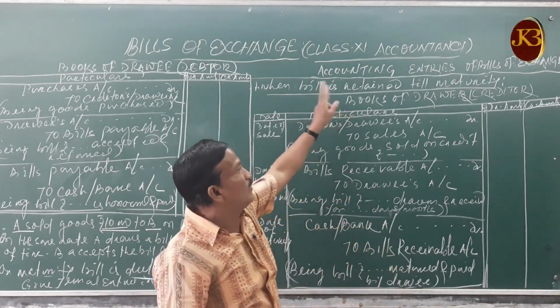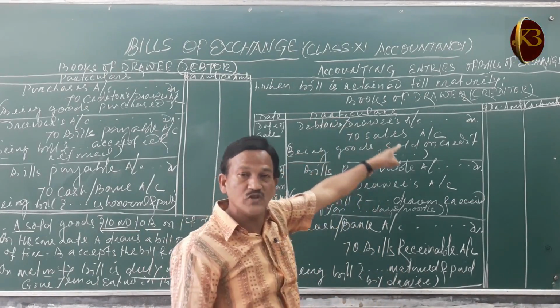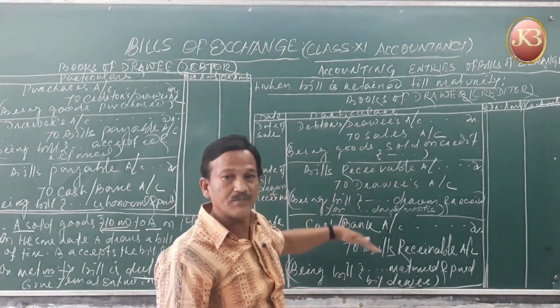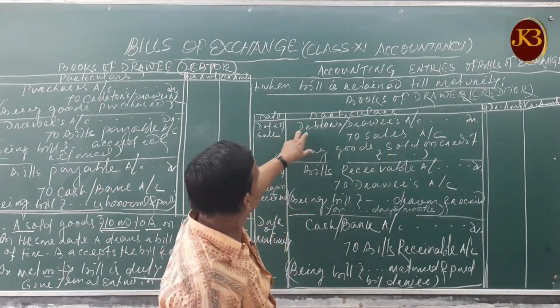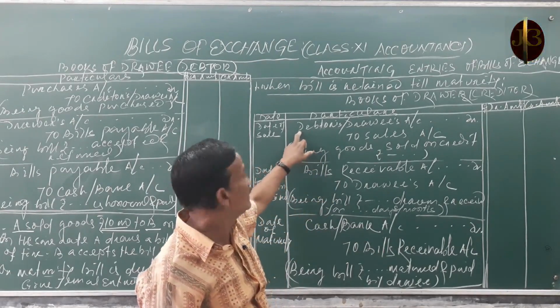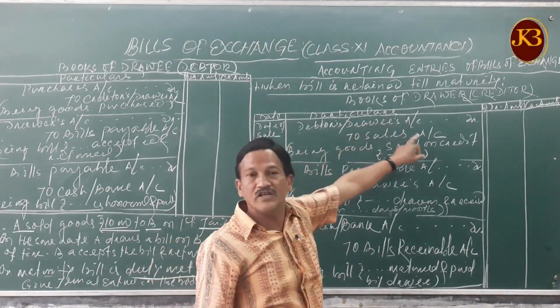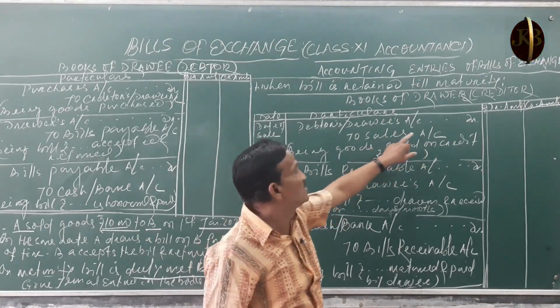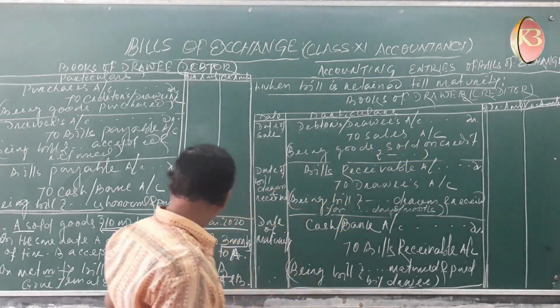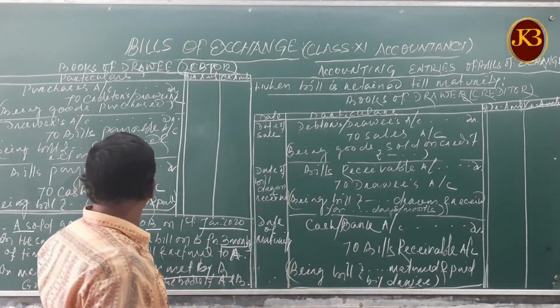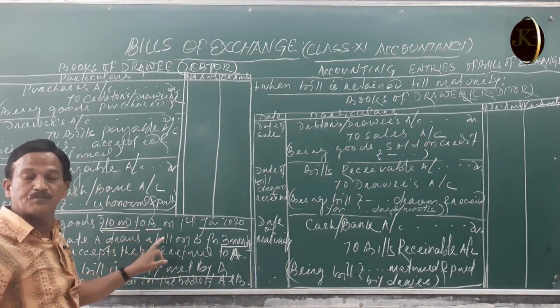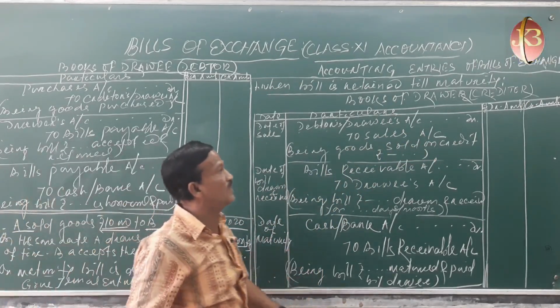See, this is the case when the bill is retained till maturity by the drawer, and then afterwards he gets the payment. So the first entry in the books of the drawer is on the date of sale: debtor's account or drawee's account debited to sales account. So in this example, A sold goods to B for rupees 10,000 on 1st January.